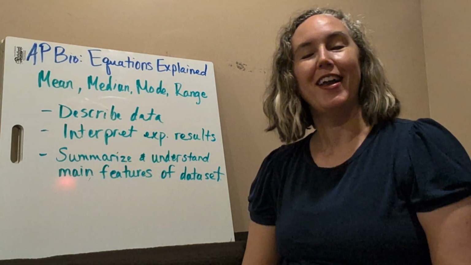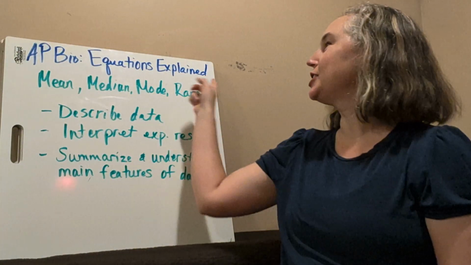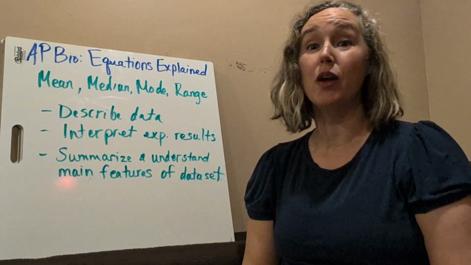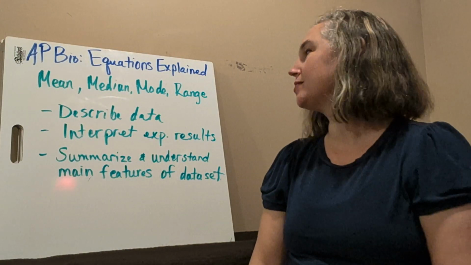Hi, it's Miss Parrott, and this is the second video in my series AP Biology Equations Explained. Today we're going to be looking at mean, median, mode, and range.